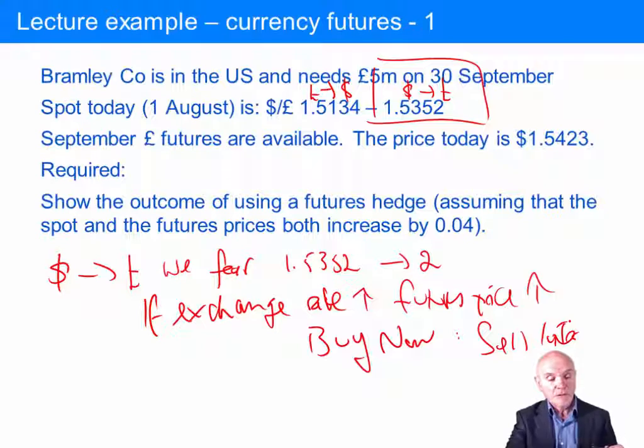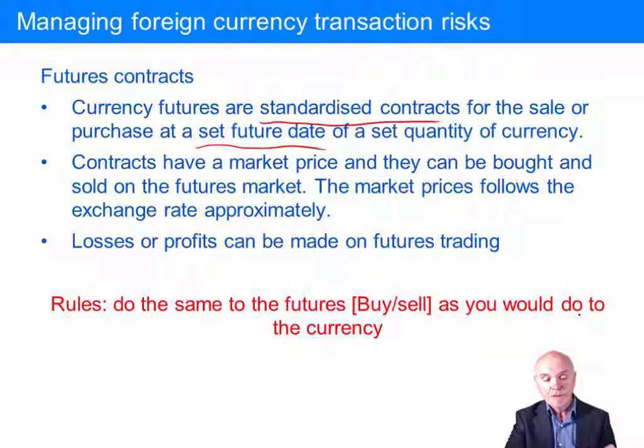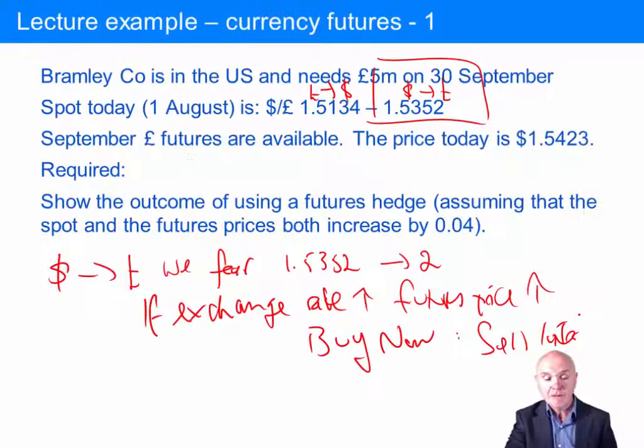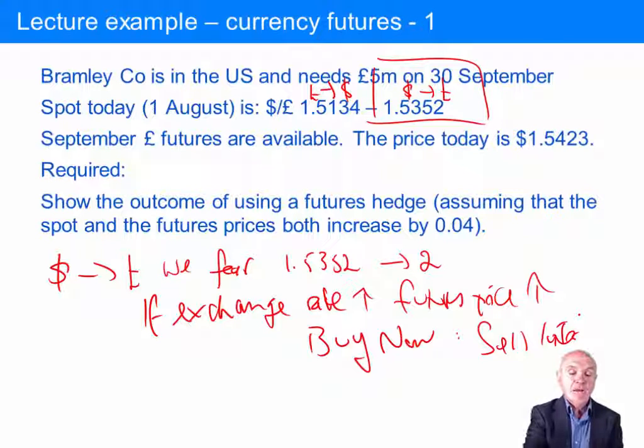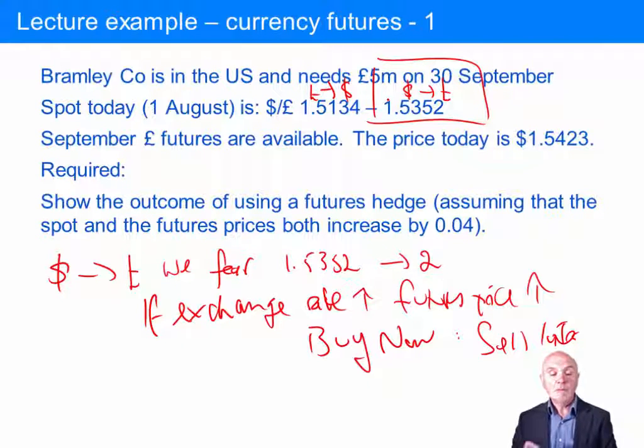Now, if we go back to what we said here about this rule, do the same to futures, buy, sell, as you do to the currency. So here what we're going to be doing is we're going to be buying sterling. Remember, we're US, we're going to be buying sterling, and therefore what we're going to be doing is to insulate ourselves, or substantially insulate ourselves. We're going to be buying futures now. So we're going to be buying sterling in the future, buying the currency in the future. You're going to be buying the futures now and selling them in the future.